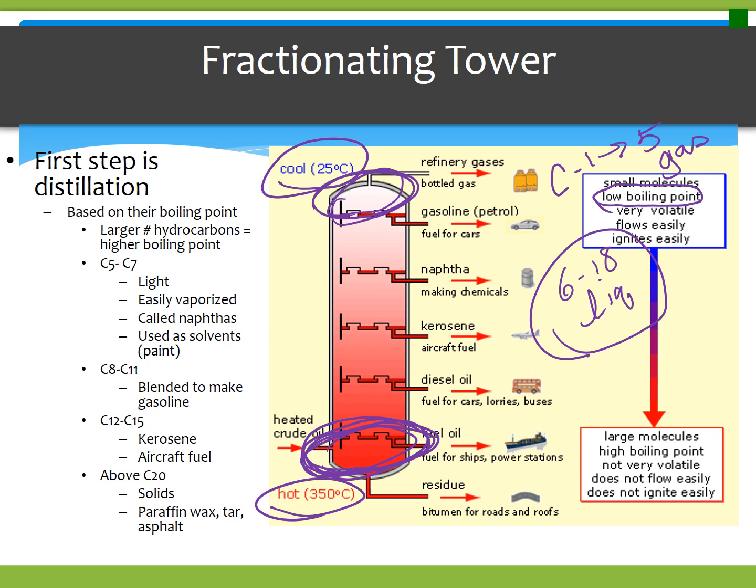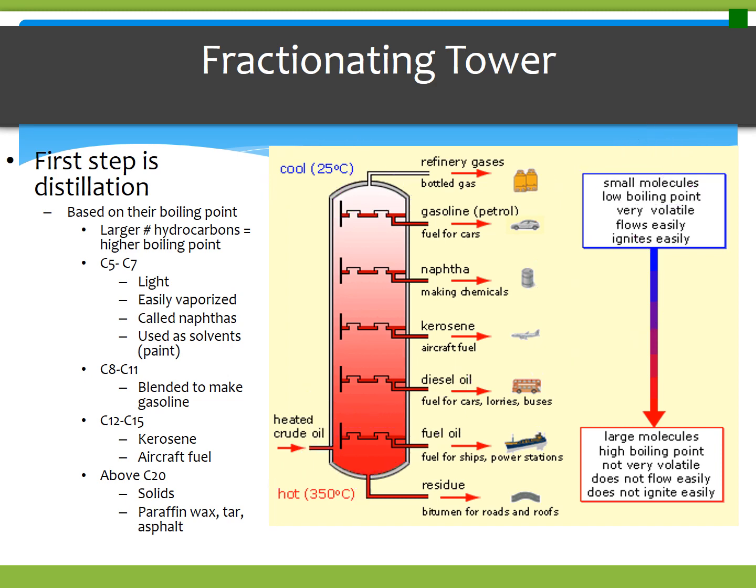Now, because everything is based off of boiling points, if you start getting it cooler, these guys like diesel oil will start cooling down. First, it'll become a gas, okay, because it becomes a gas at 350 degrees. I'm going to erase this. So let's say we're going to talk about kerosene. So kerosene becomes a gas at 350 degrees.